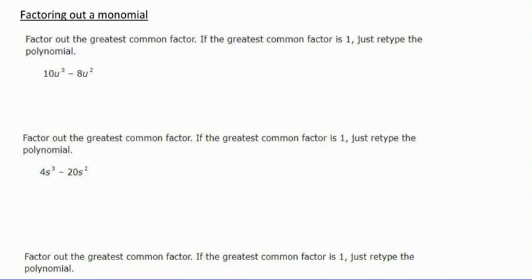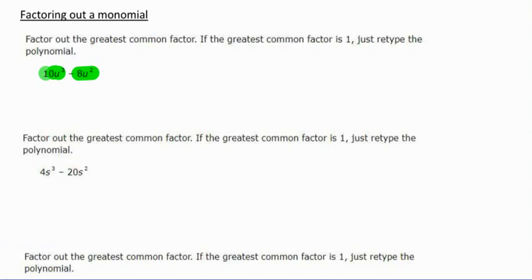In this case, we have 2 terms: 10u cubed minus 8u squared. So our 2 terms are 10u cubed and a negative 8u squared. To figure out how to factor by a monomial, let's just look at these terms, 10u cubed and 8u squared. The minus we're going to take care of in a minute, but let's look at those factors first.